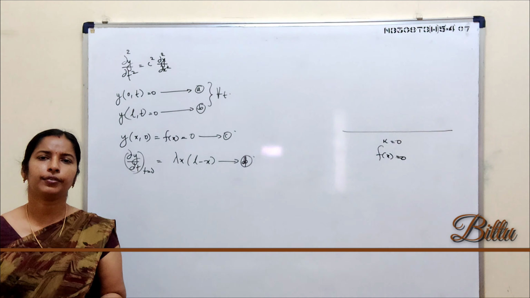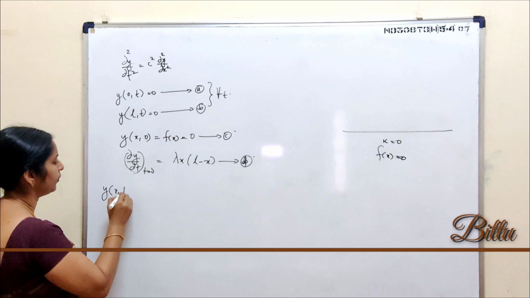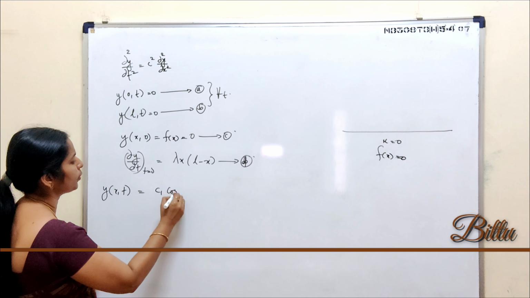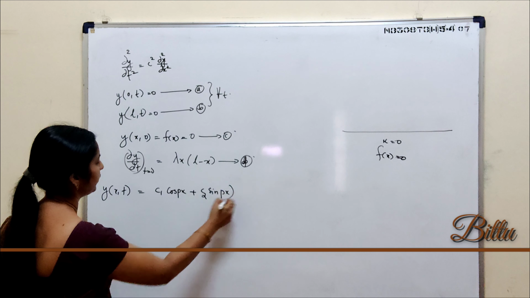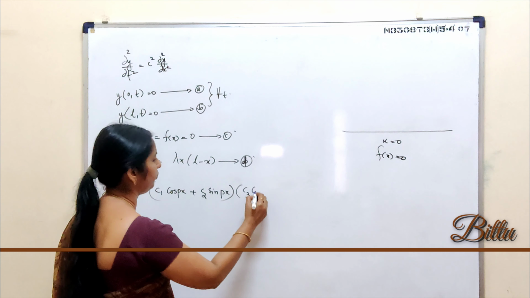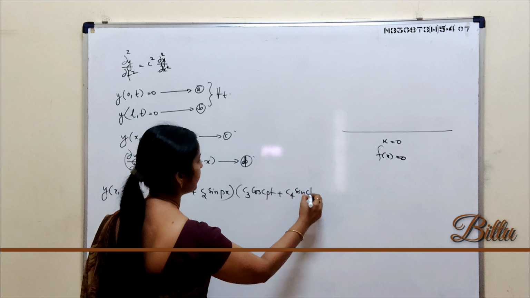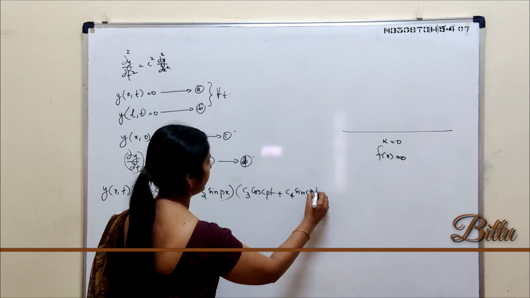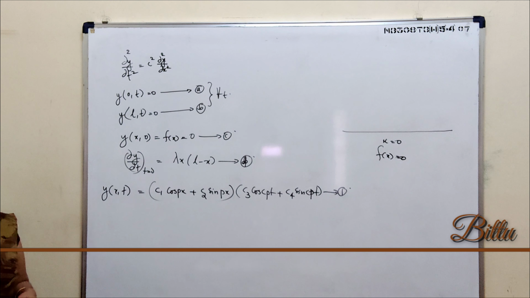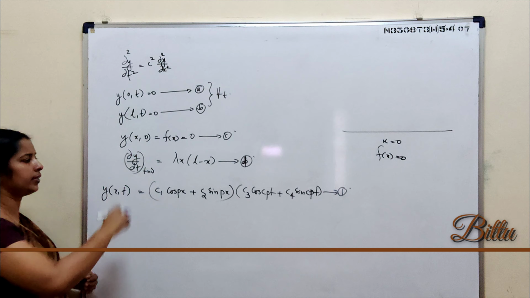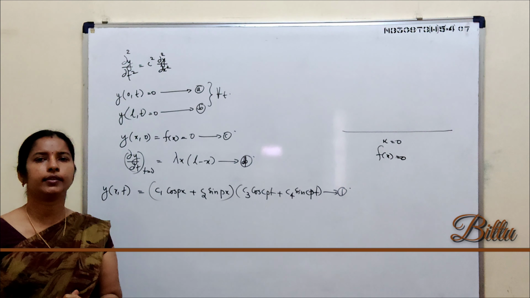We know the solution of the wave equation y of x,t. It is (c1 cos px plus c2 sin px) into (c3 cos cpt plus c4 sin cpt). That's equation number 1. We have to substitute these conditions in equation number 1 for getting the arbitrary constants c1, c2, c3, c4 and p.